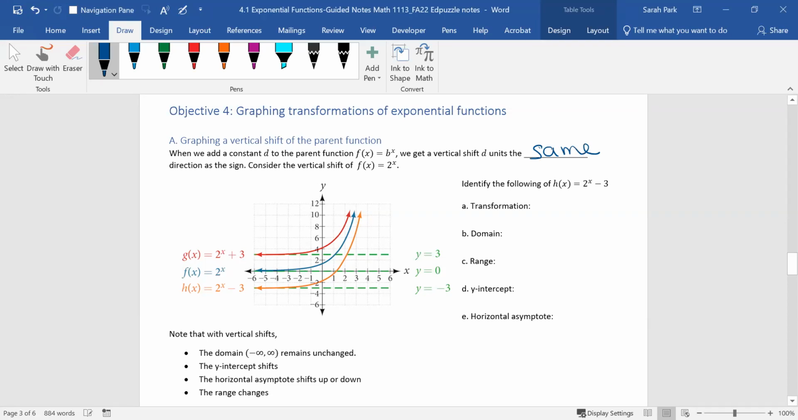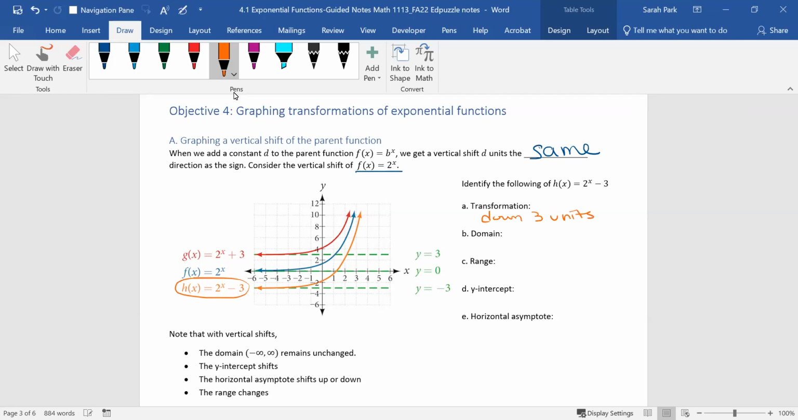Okay, so let's consider the vertical shift of this function 2 to the x again, where it's in blue. And we're going to actually look at this orange function, h of x equals 2 to the x minus 3. Let's look at the transformation. It looks like from the blue graph, the orange graph went down 3 units. So it's a vertical shift down 3 units.